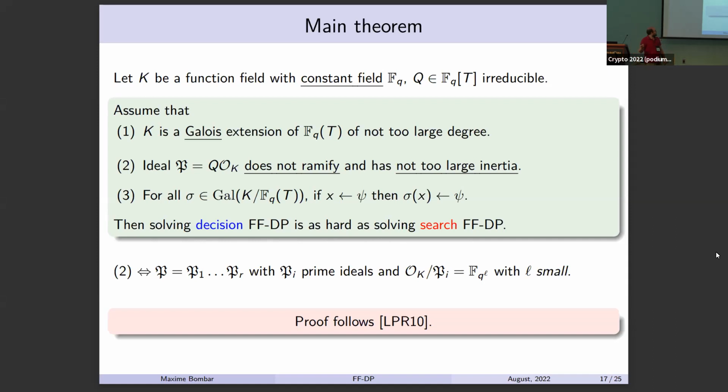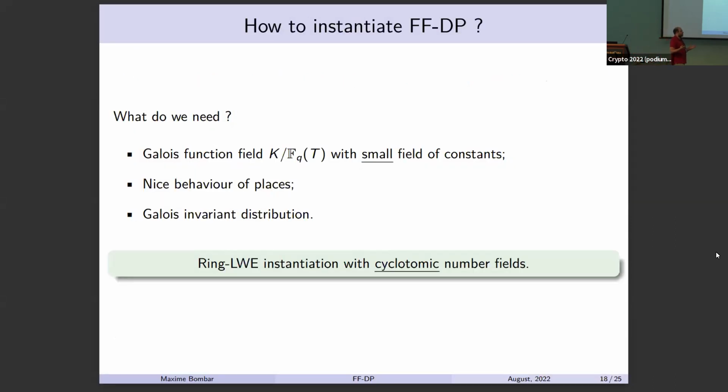Okay, so as I said, what matters is instantiation. So we have a very generic framework, a very abstract theorem. What about instantiations? So we need a Galois function field. We need to understand how prime elements decompose into this. And we want to be able to define a probability distribution that is invariant in the direction of the Galois group. So for ring LWE, it was proposed initially to use cyclotomic number fields for many reasons. Okay, why don't we do that for function fields also?